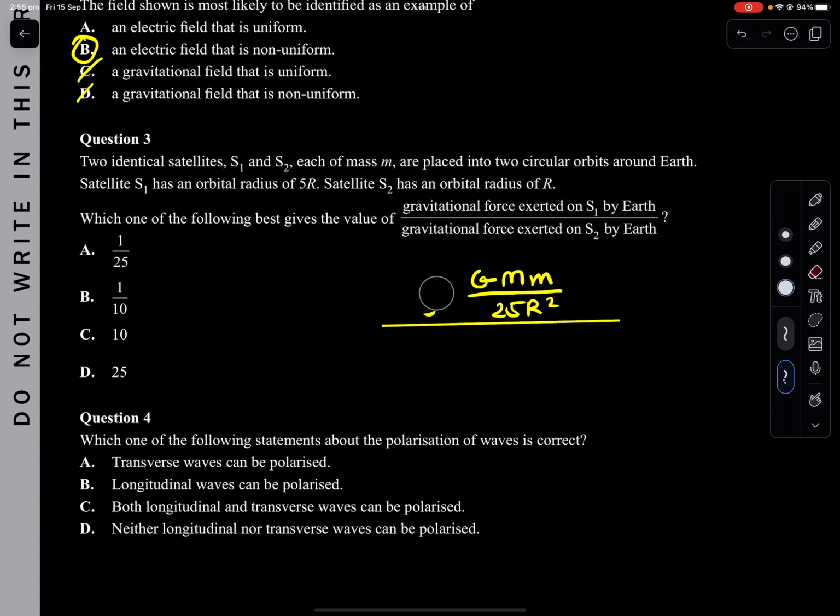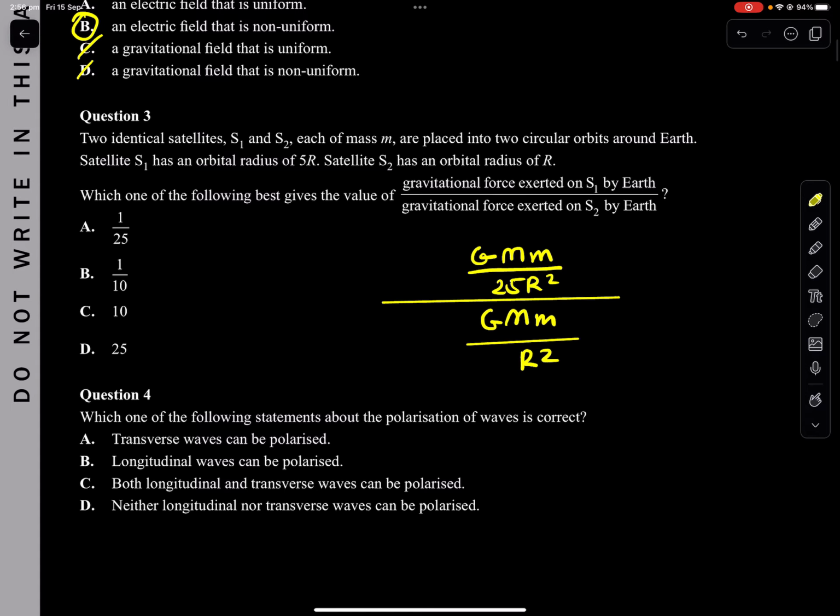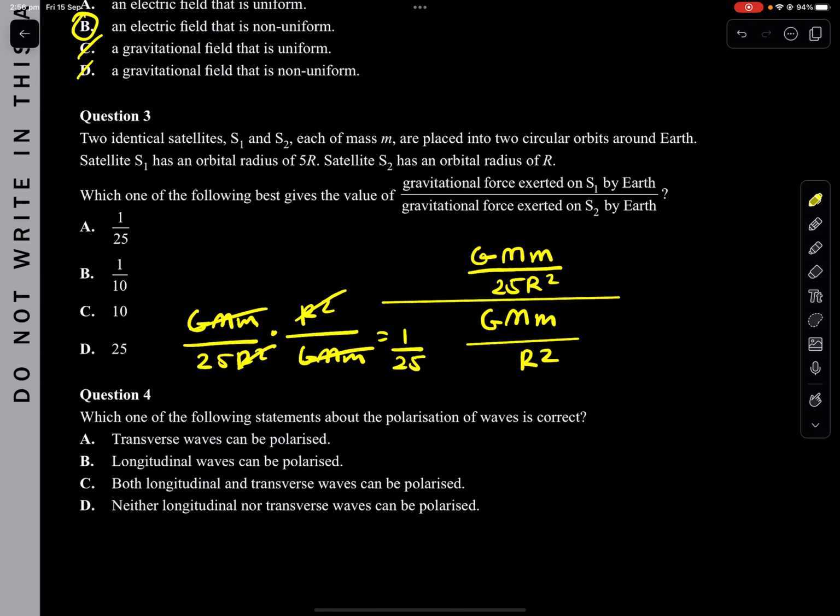So this is divided by, again, G M m, because remember, M is the mass of the Earth and this m over here is the mass of the satellite, and they both have the same mass, all over r squared. So just r squared. What can we know? Well, G M m over 25r squared, times r squared over G M m. These cancel out, these r's cancel out, so we only get 1 over 25. So choose A as your answer.